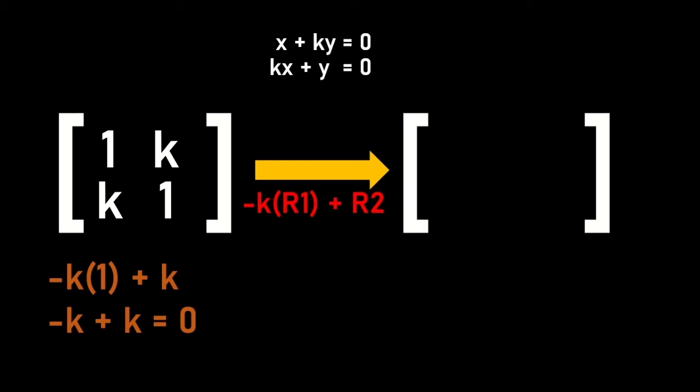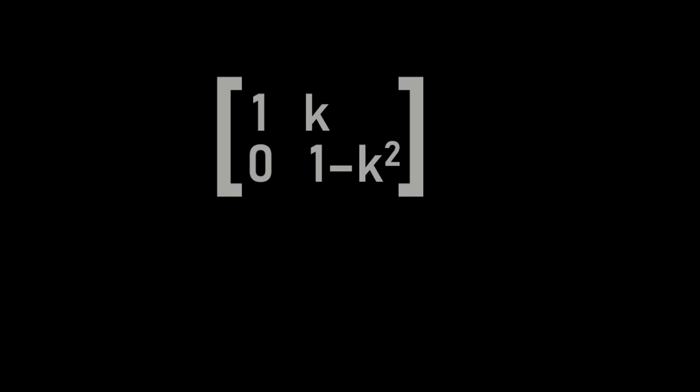Of course, we need to apply that also in all of the columns, so negative k times k plus 1 is equal to 1 minus k squared. Now, we need to put it back into equation. Again, this column is for x, and this column is for y. And this row, or the first row, is the first equation, and the second row is the second equation.